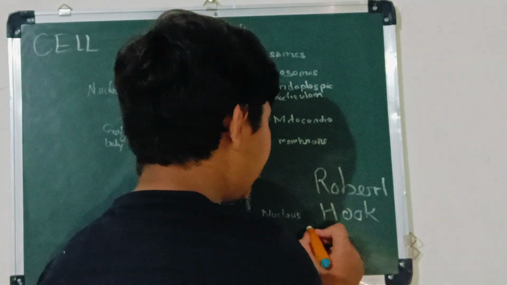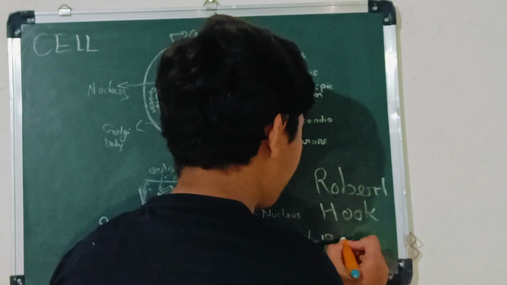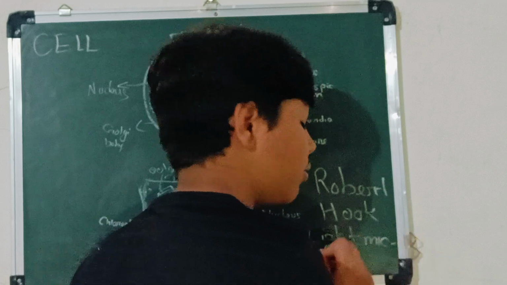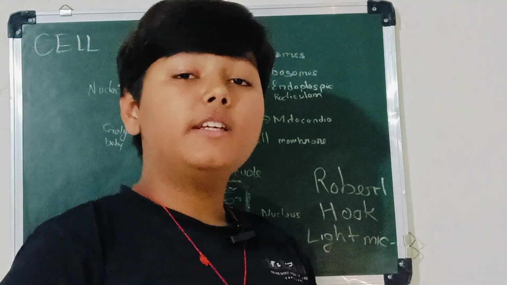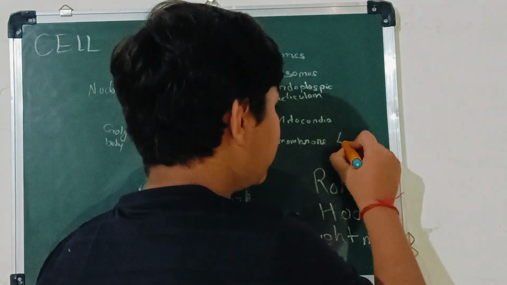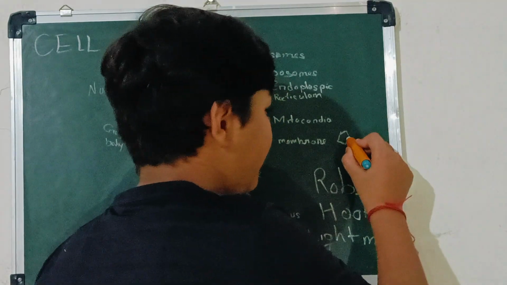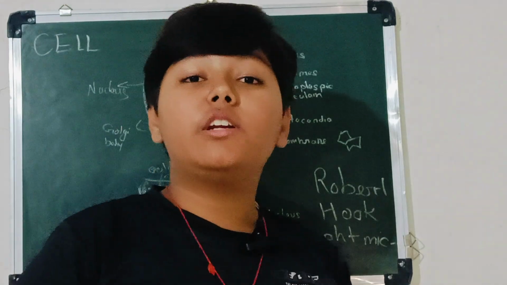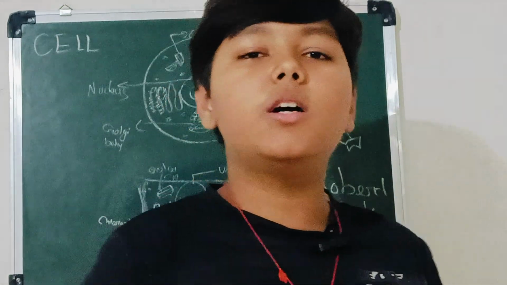By the light microscope, he saw that in the bark there were some hexagonal structures, many hexagonal structures, like a beehive. Therefore, he was the first observer of the cell.